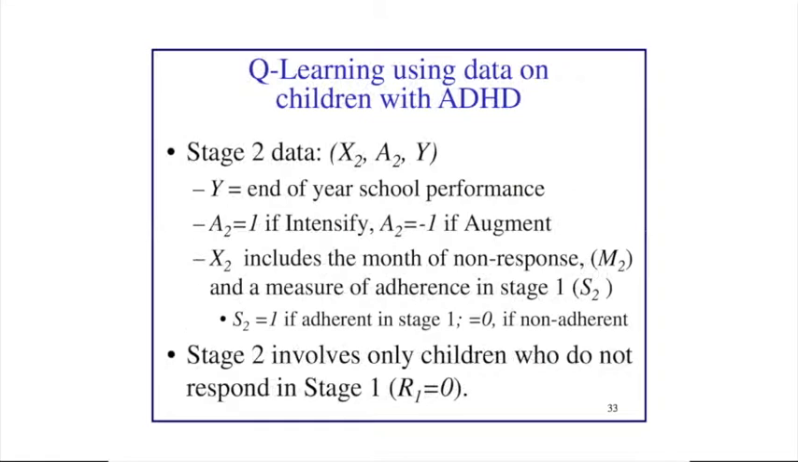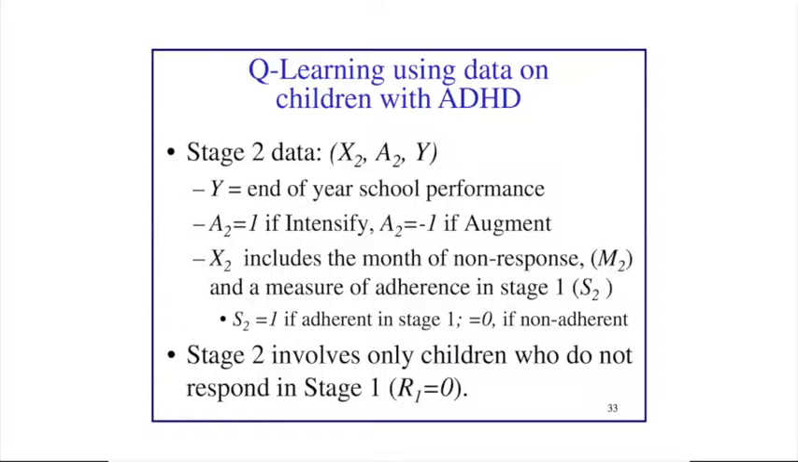Stage 2 data. Now, you only get into stage 2 if you're a non-responder. So it's only children who do not respond in stage 1. We have our end of school year performance. For the purposes of clarity here, we chose just one outcome at the end of the school year. It was a measure of how well you were performing in the classroom. We have our treatment. We're going to either intensify your current treatment or augment your current treatment. It's coded 1 if intensify.